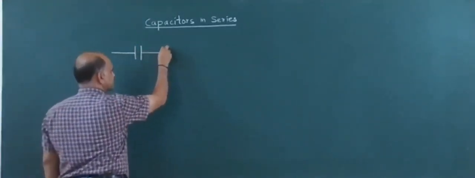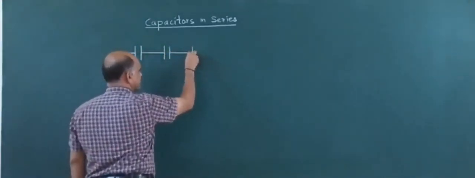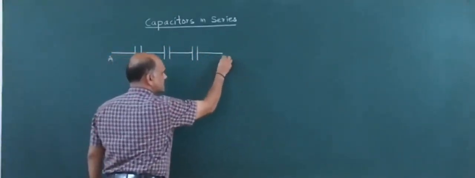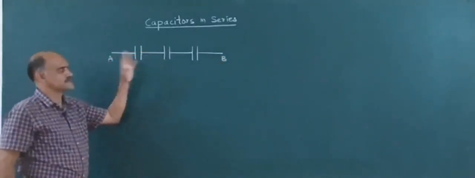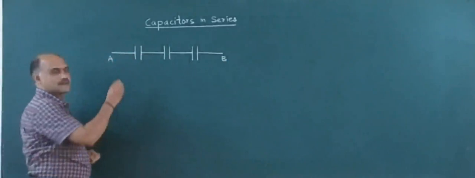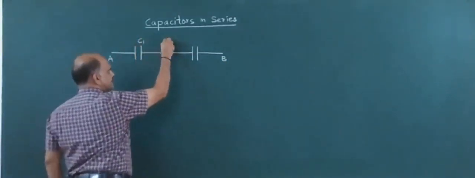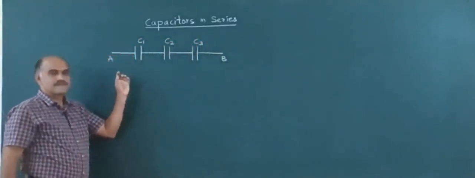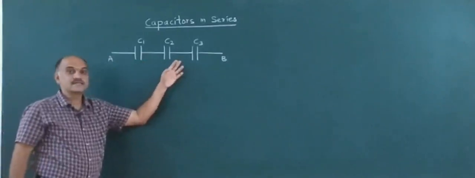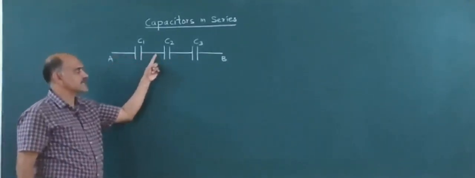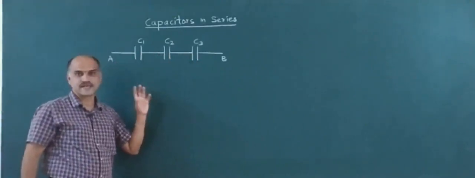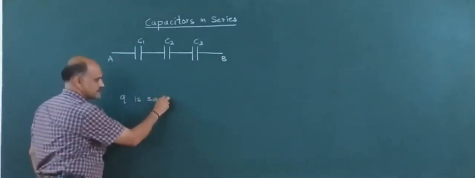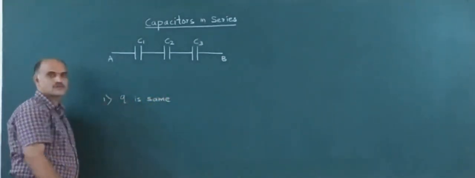Now, as per definition, I will take three capacitors connected between two points A and B. So here you can say capacitors are in series. Let the capacitance of each capacitor be C1, C2, C3. The definition is: capacitors are in series if the charge across each capacitor is the same. That is, Q is the same across all capacitors.